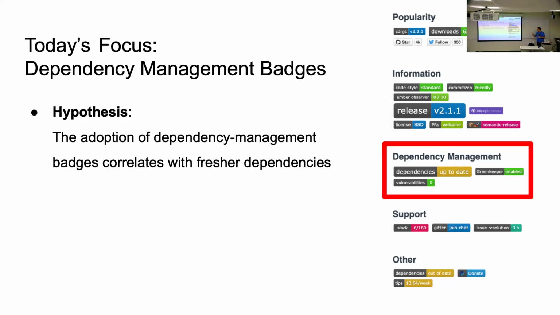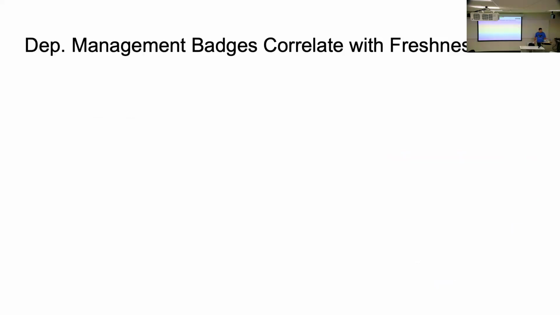And there's a hypothesis for the dependency management badges, and it's that the adoption of dependency management badges correlates with fresher dependencies. So you get the different categories from the qualitative part of the study, and then we're going to try to falsify or show the hypothesis stands with the quantitative study. Okay. Make sense? And freshness here is a quantitative measure. What exactly it is not super important. All right. So do dependency management badges correlate with freshness?